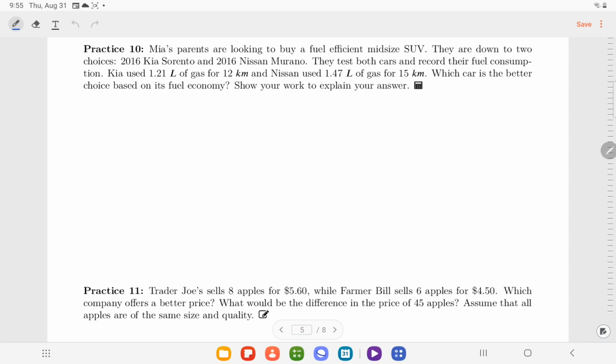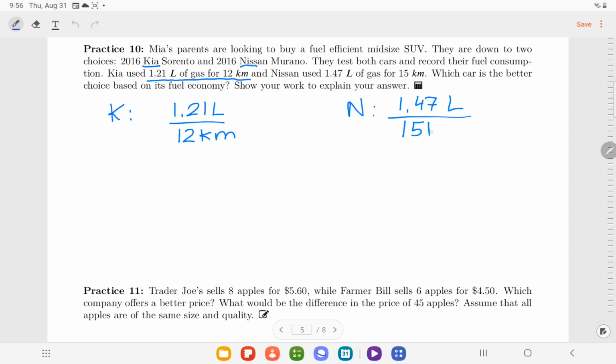Mia's parents want to buy a car. They're looking at either Kia 2016 or Nissan 2016. And they test both cars for the fuel consumption. If Kia is using 1.21 liters per 12 kilometers, and Nissan is using 1.47 liters per 15 kilometers, which car is the better choice based on its fuel economy?